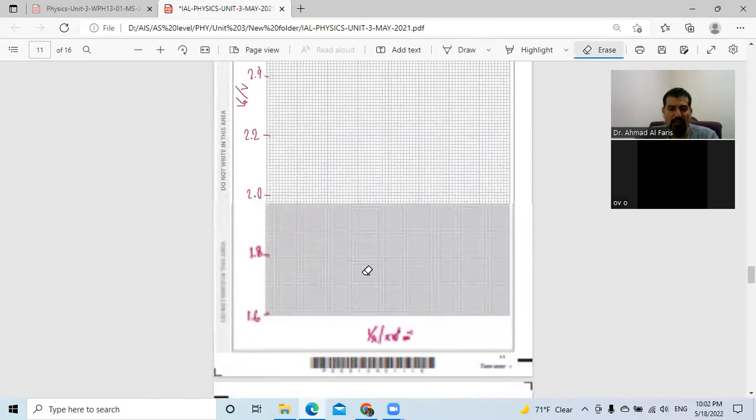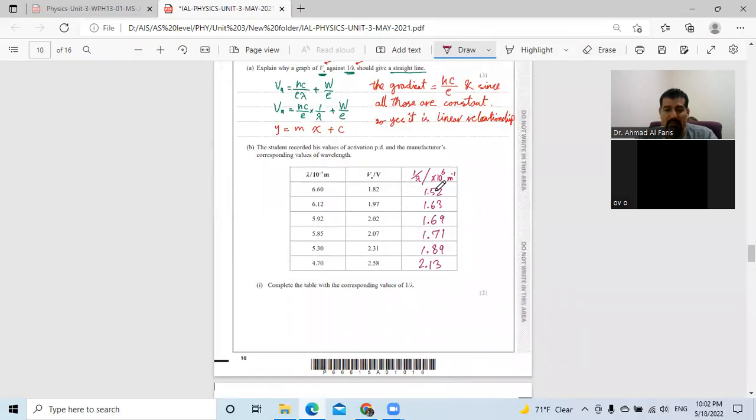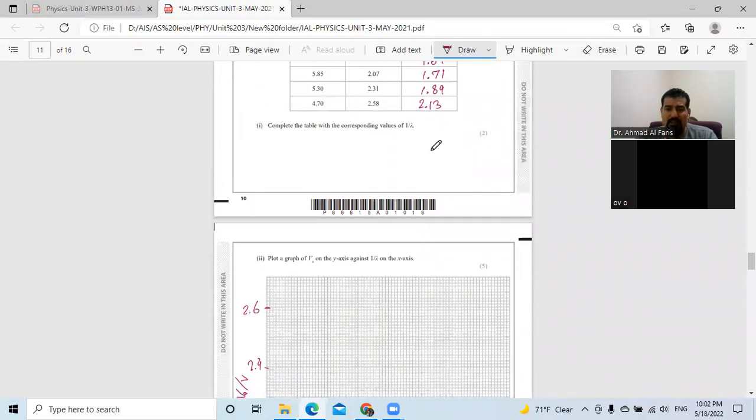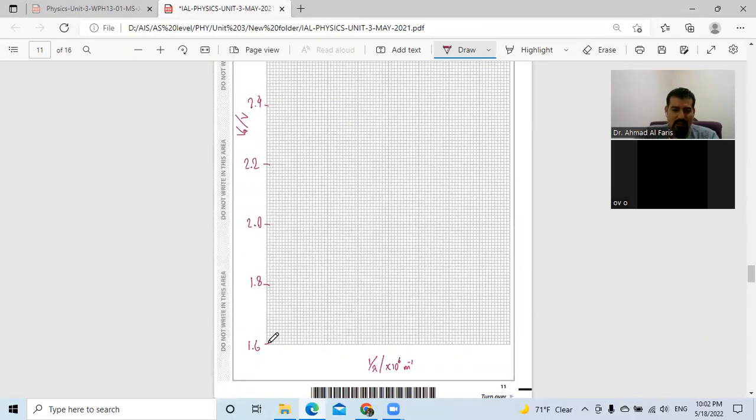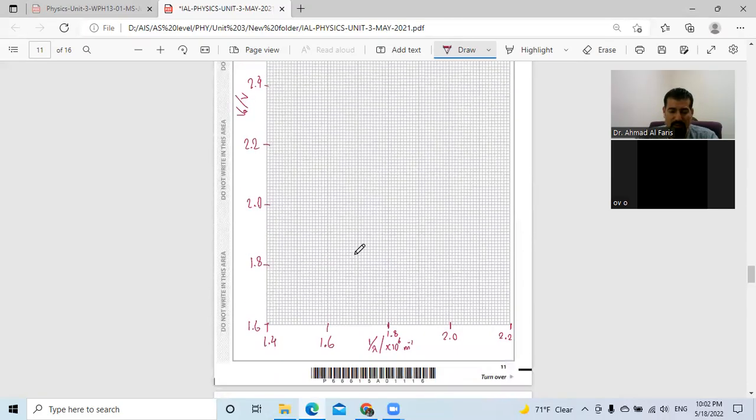Now let's move on. After we put these values, I'm going to do the same thing for 1 over lambda. The smallest value for 1 over lambda was 1.5, and the biggest value was 2.13. So let's start from 1.4, and here it's 1.6, here 1.8, and here 2, and here 2.2. Did I cover all the values? Yes, I covered all the values. So this is a good scale.